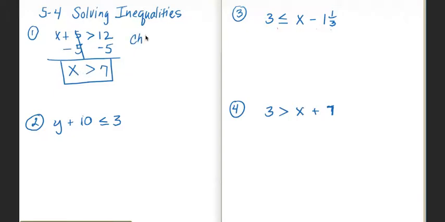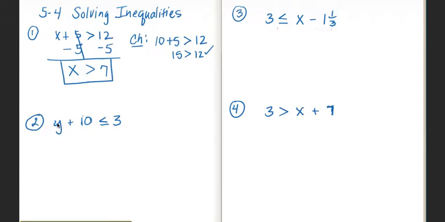So let's do a little check and just see. Let's pick a number greater than 7. Let's say 10. If we put 10 plus 5, we want to see if that's greater than 12. Well, 15 is greater than 12. So it checked. Now, I'm not going to require that you do the checks on the inequalities, but I wanted to just show you that it can check out.